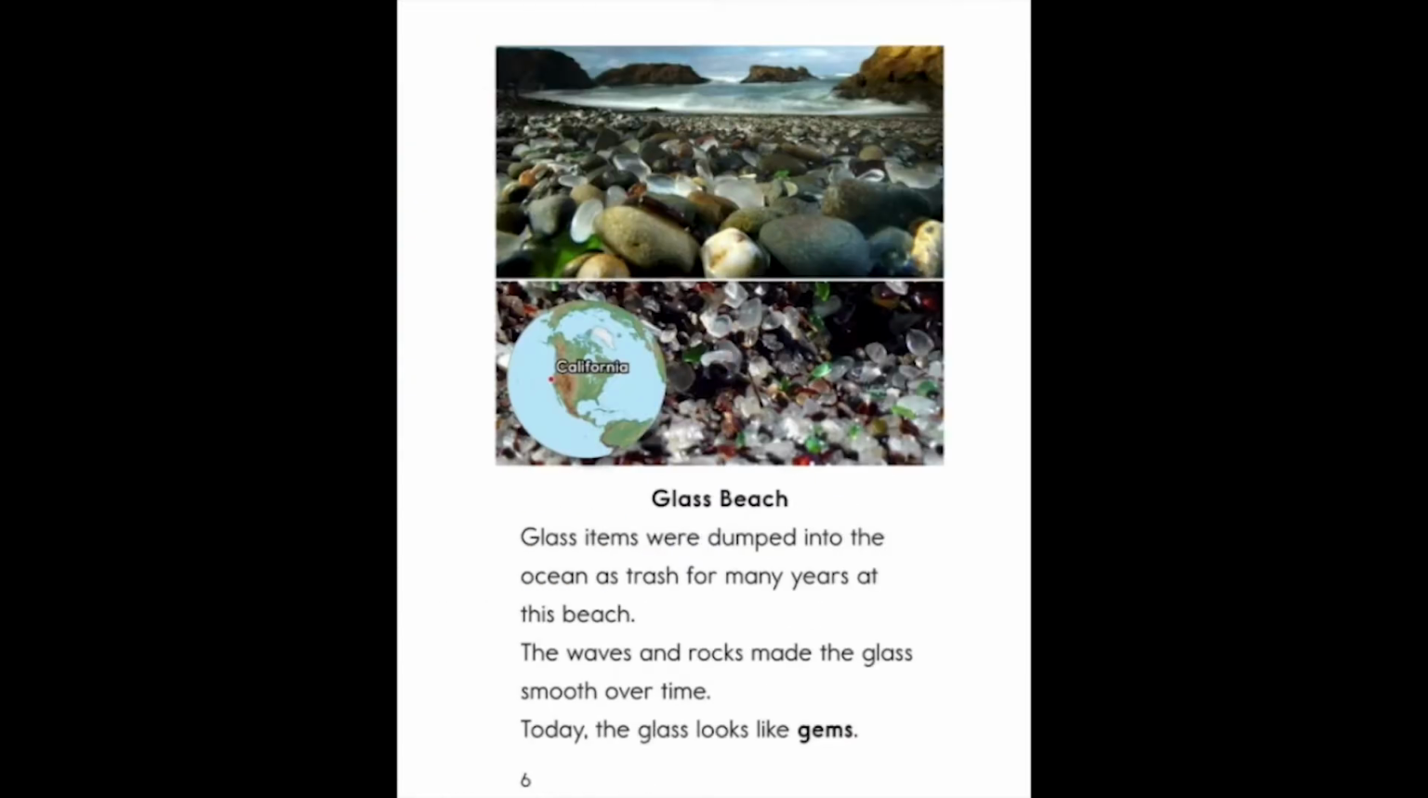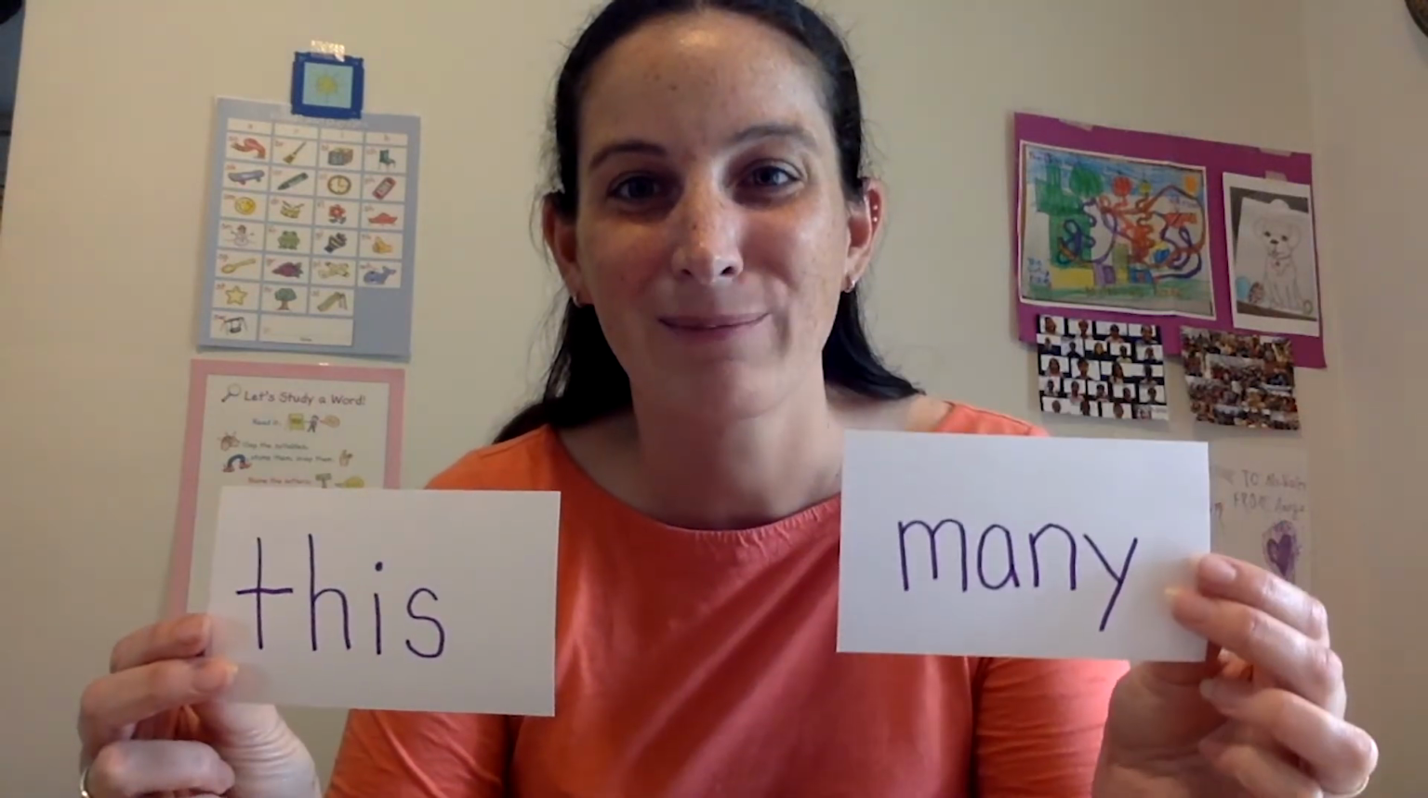Glass beach. Glass items were dumped into the ocean as trash for many years at this beach. The waves and rocks made the glass smooth over time. Today, the glass looks like gems. Whoa, I spotted a few high-frequency words. What did you notice? You're right. There's many and this. Thanks for helping me with my word hunt. Now see how many times you can find this and many in your books at home.